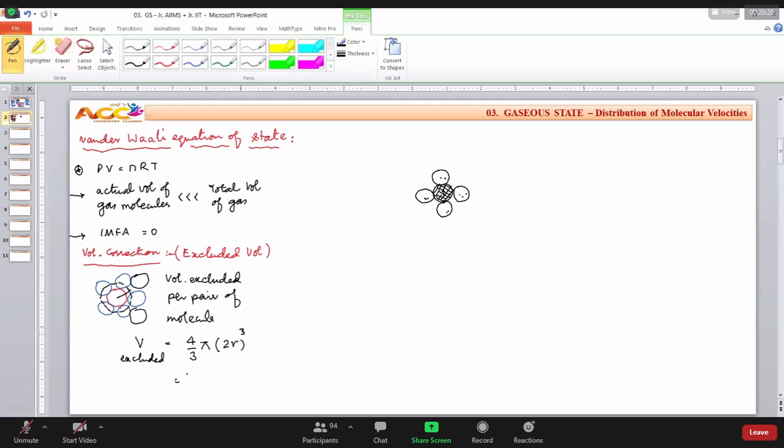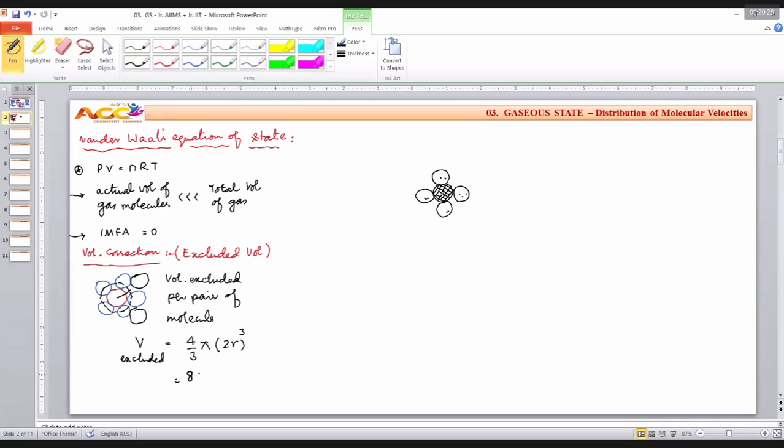Okay, if it is so, 8. When we are discussing this 8, I am keeping it separately like this. Why am I keeping it separate, you will know soon. 4/3 pi r. What is this? This is known as volume excluded when we are discussing a pair of molecules. No, sir, I don't want to discuss a pair, I want to discuss a single molecule. Okay, come on, no problem.